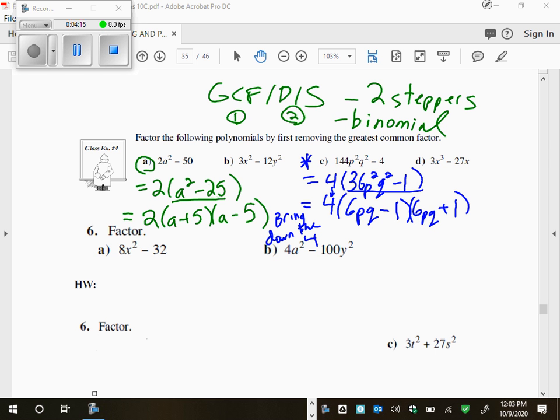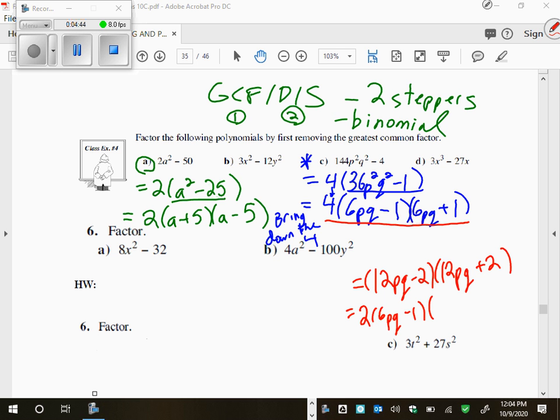C is tricky. If you square root it right away, you'll get 12pq subtract 2 times 12pq plus 2. You can write this down if you wish. That will give you a mark, so 50% of your marks. This will give you all of your marks. You can, from here, take out a 2 from each bracket, and then multiply the 2's together. So 2 times 2 equals 4, and you get the exact same answer we get.